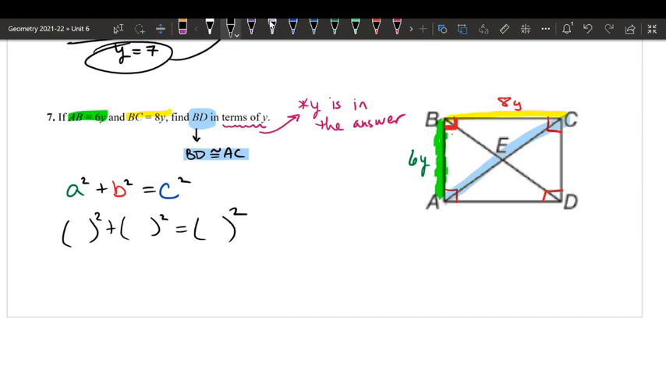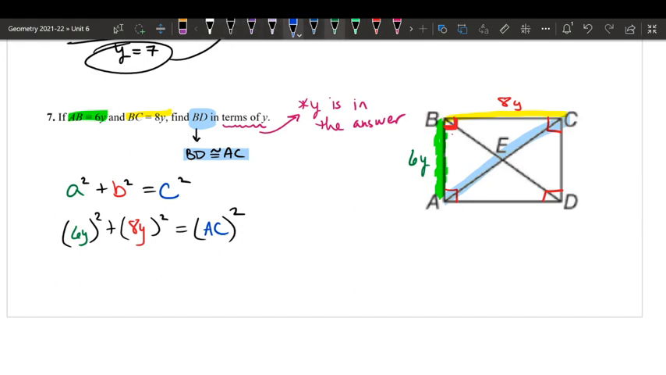A, I said, is the green side, so that's 6y. And B is the yellow side, so that's 8y. And the blue is what I'm solving for, so that's AC or BD, it doesn't matter, but to match the picture, I'm going to say AC. I feel like that's probably close enough as an answer, since it's in terms of y, but I'm going to go ahead and solve it.